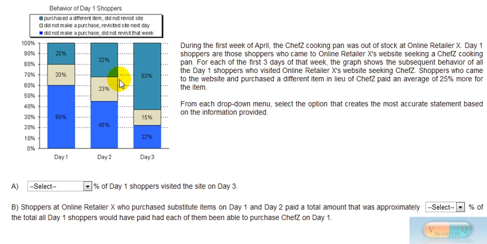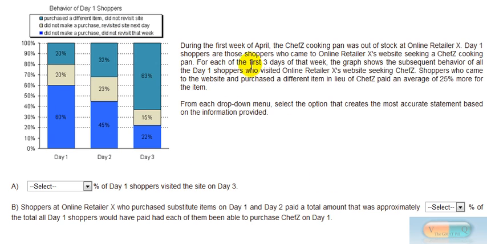Alright, let's try to understand what's going on here. You have Day 1, Day 2, Day 3. These Day 1 shoppers are the shoppers that came onto the online store because the cooking pan was out of stock. They had to go online to get it. So online they go to get it, and then this color represents 20% purchased a different item and did not revisit the site, and then another 20% did not make a purchase, but then they revisited the next day, and then the remaining 60% did not make a purchase and they did not revisit that week.